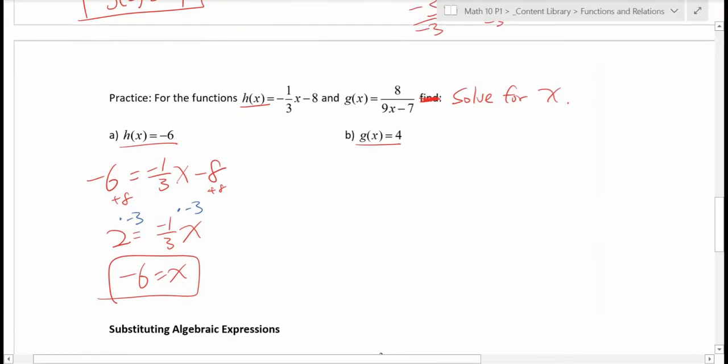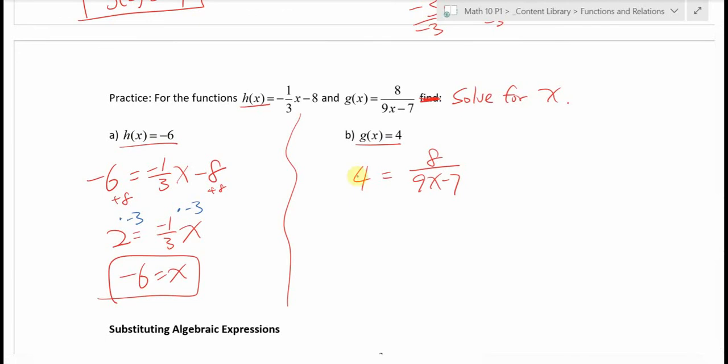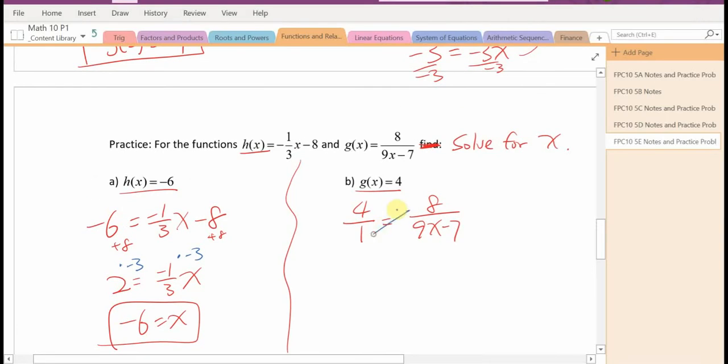Similarly, for part B, we have g of x equals 4. So I'm replacing this entire g of x with a 4, and then we have this as our equation. Now this equation is a little more complicated to solve. But remember, we can rewrite 4 as a fraction. 4 is the same thing as 4 over 1. When you have a fraction equal to a fraction, you can simply cross multiply.